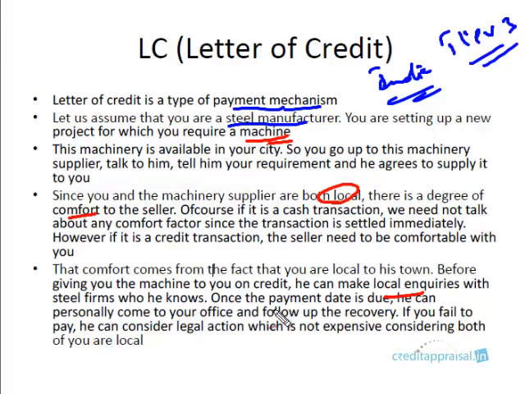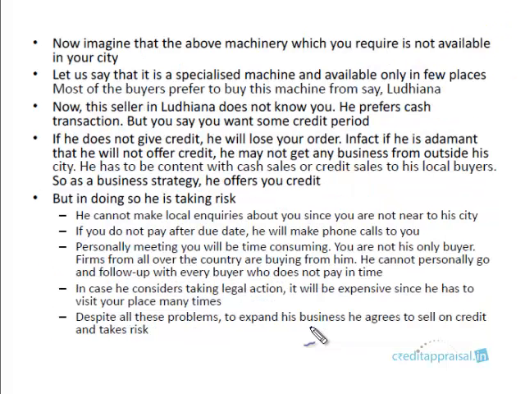Once the credit period is over, say after 30 days, he can personally walk up to you and follow up for the recovery. And in case you fail to make the payment, he can take legal action. And legal action, though it is expensive, considering that both of you are local, it is not that expensive compared to other options which you're going to consider. So this is the scenario where both of you are in the same city.